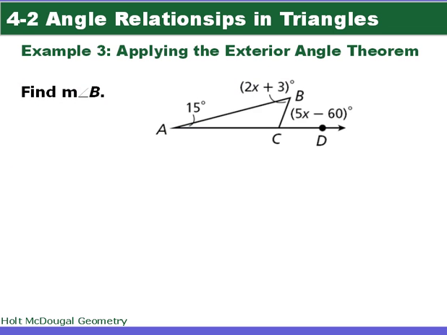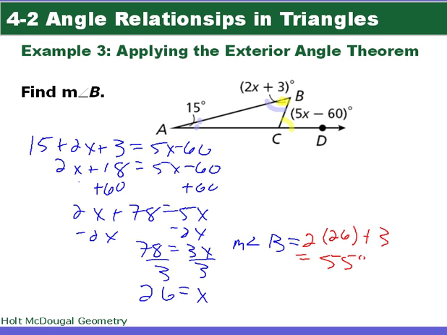Here's an example. We have a triangle with 2 interior angles, A and B, and we have 1 exterior angle, and it asks us to find angle B, which is this angle right here. So we'll set up an equation using the exterior angle theorem and solve that problem.